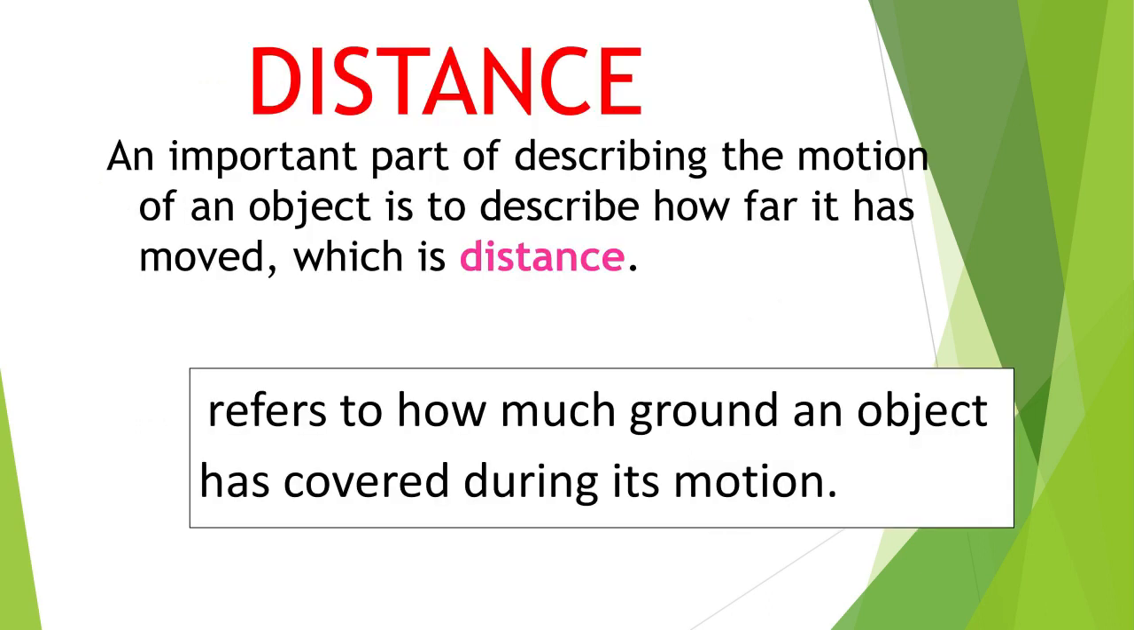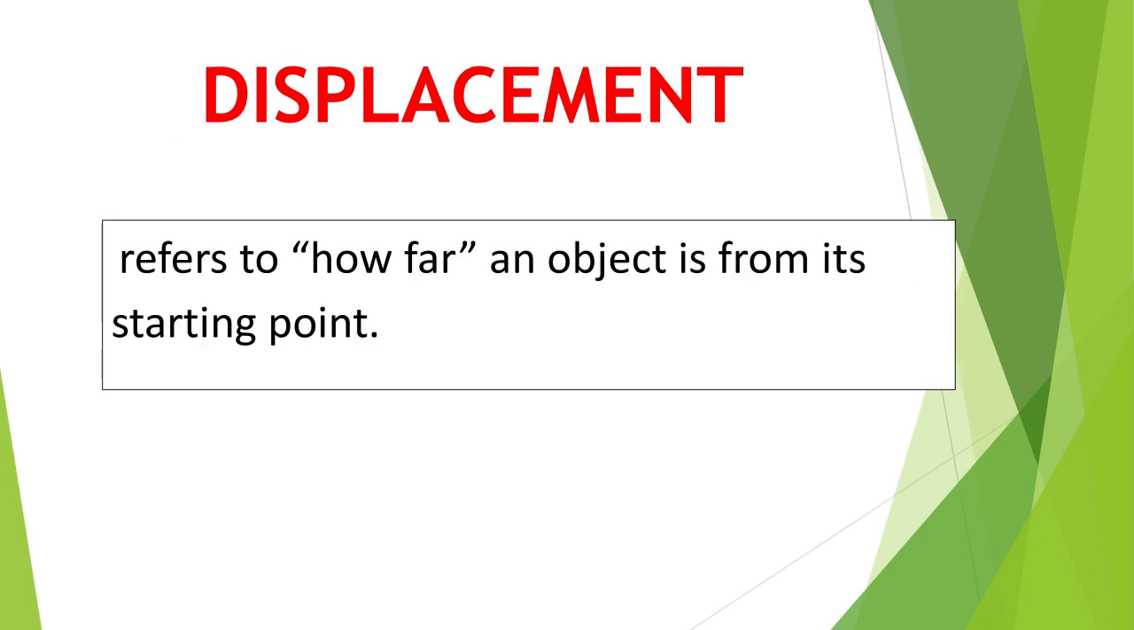Now, talking about the main topic, distance. An important part of describing motion is to describe how far an object has moved. When we know how far it has moved, that is called distance. It refers to how much ground an object has covered during its motion. So you already know that motion has occurred, and how far the object has moved is called distance.